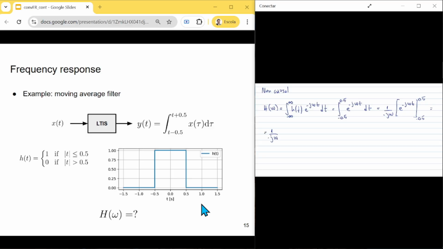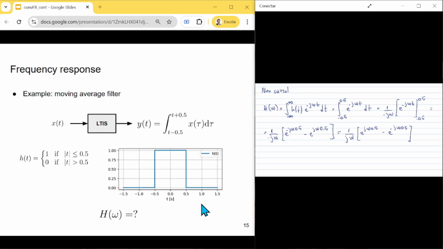1 over minus j omega. Here e to the minus j omega half minus e to the plus, minus with minus gives us plus, e to the plus j omega half. Now, as I have minus sign here, we can swap the signs inside this subtraction. So we get 1 over j omega, e to the j omega 0.5 minus e to the minus j omega 0.5.